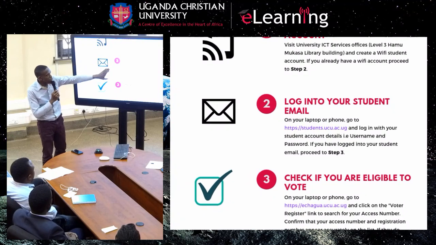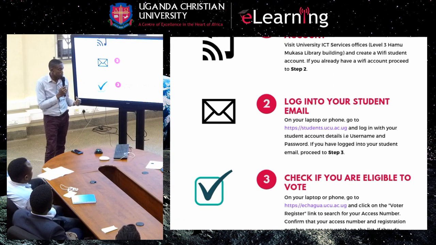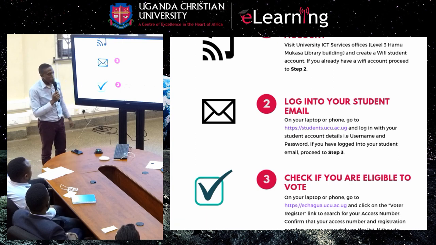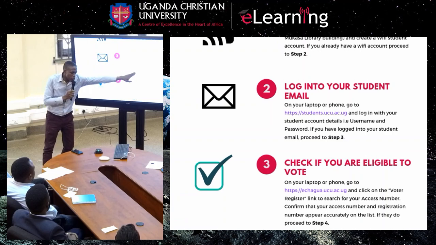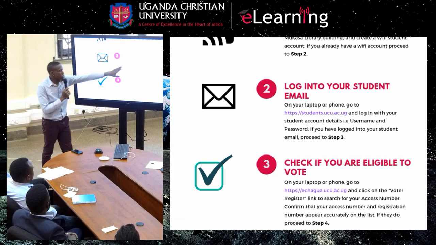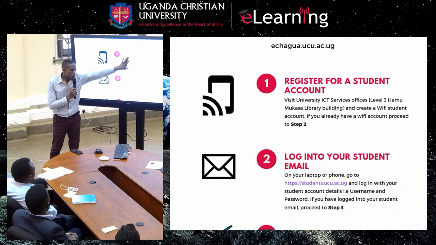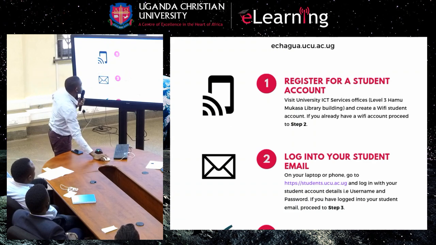So step two, you log into your student email. The student email is an email that all UCU students have, provided you still are a student. When you graduate, we take the email away. So your Wi-Fi details help you to log into your student email. On step two, on your laptop or phone, go to that address there and log into your student account with the details that we used up here. So I'm just going to show us how that looks in real life.